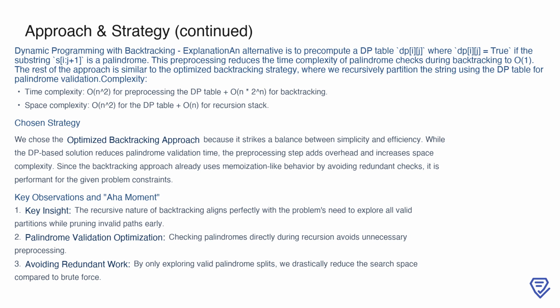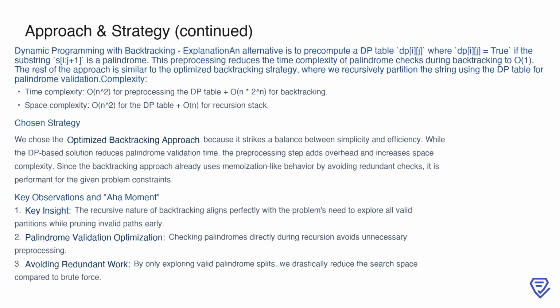Considering these options, we chose the optimized backtracking approach as our primary strategy. This method balances simplicity and efficiency, avoiding the additional space overhead of the DP table while still achieving excellent performance. Moreover, the backtracking approach naturally aligns with the recursive nature of the problem, allowing us to prune invalid paths early and avoid redundant computations.